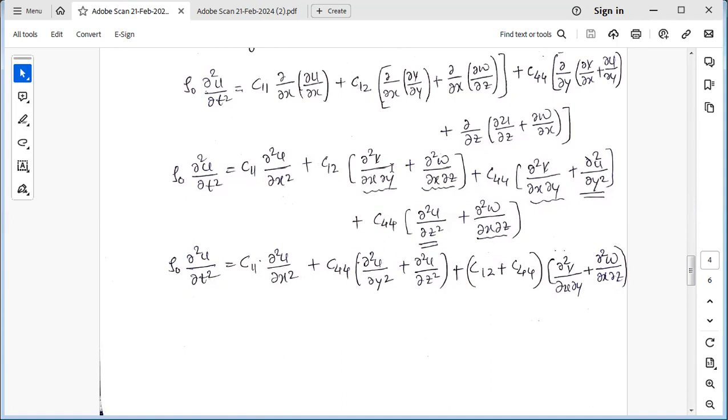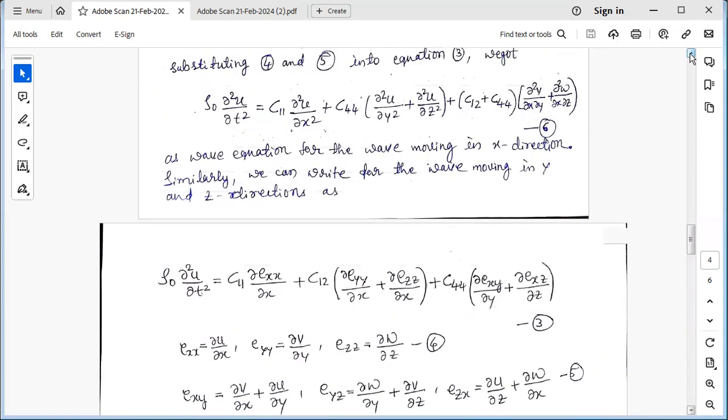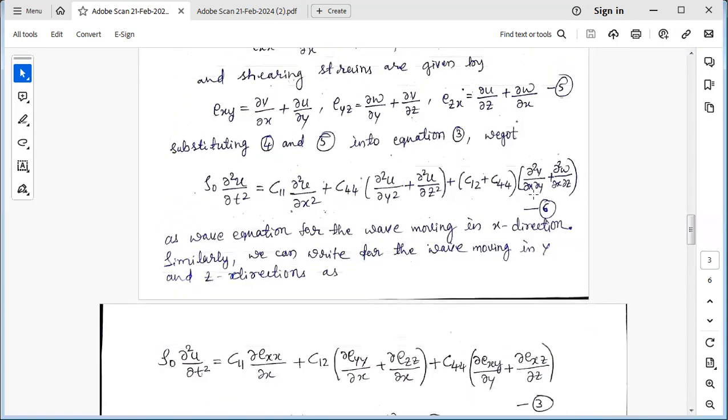So this C12 is also multiplied by these two things. So you take C12 plus C44 as one group, and you write the remaining group as dou square v by dou xy plus dou square w by dou x. So in this way, you got the resultant equation, that is here. Equation 6, we got the equation 6.